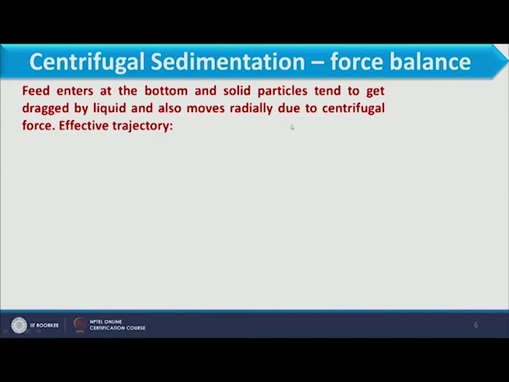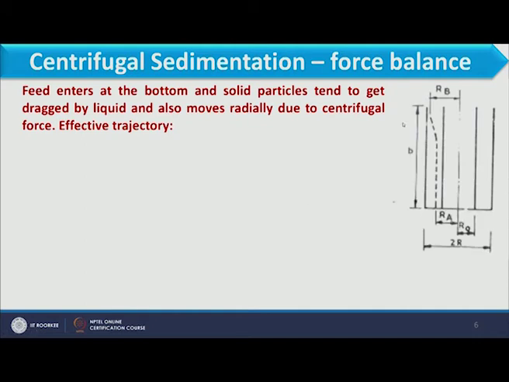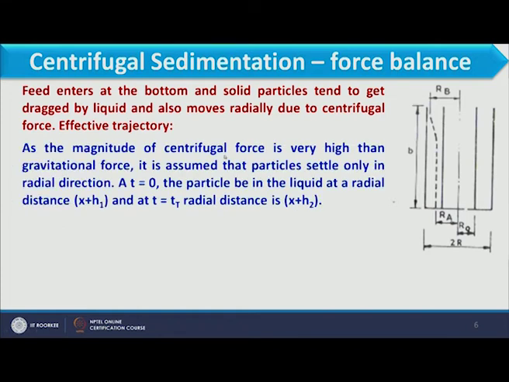Here we will discuss centrifugal sedimentation, where a force balance will be used to calculate the residence time of the particle. Feed enters at the bottom, and solid particles tend to get dragged by the liquid and also move radially due to centrifugal force. So the effective trajectory would be like this, as we have discussed previously. As the magnitude of the centrifugal force is very high compared to the gravitational force, it is assumed that particles settle only in the radial direction. So the particle will be suspended in the liquid instead of settling down.